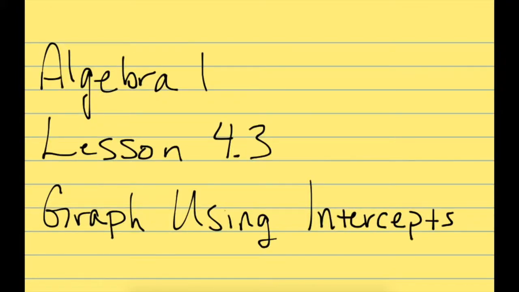Today we're going to graph lines using x and y intercepts. Remember that we said that all we need in order to graph a line is 2 points. So if we can find an x and a y intercept, that will give us 2 points that we can connect to draw our line. So first let's look at how we find those intercepts.